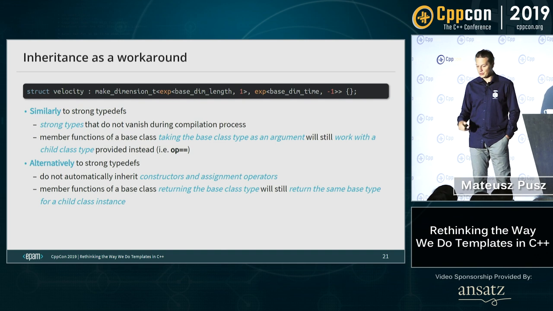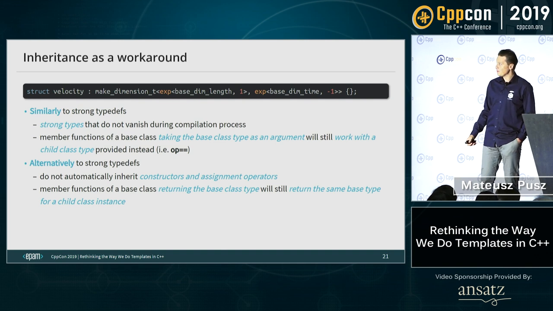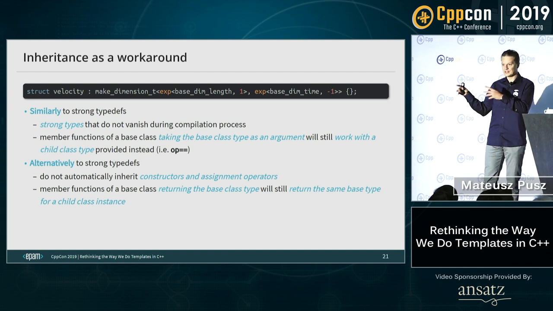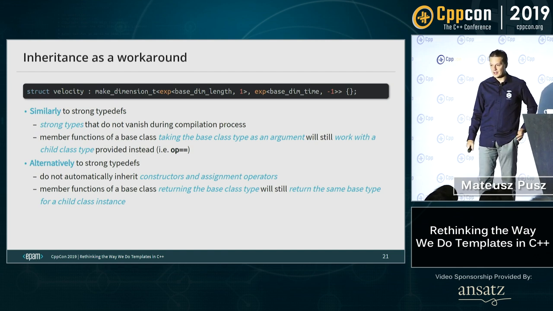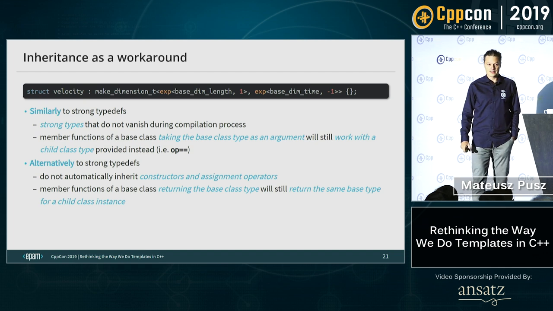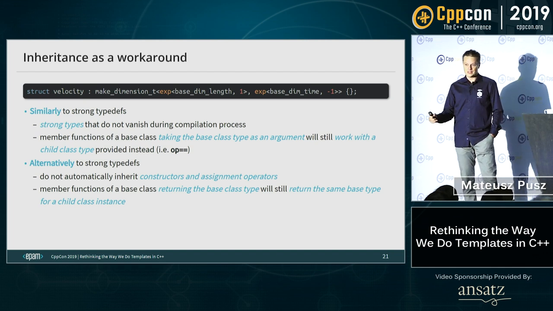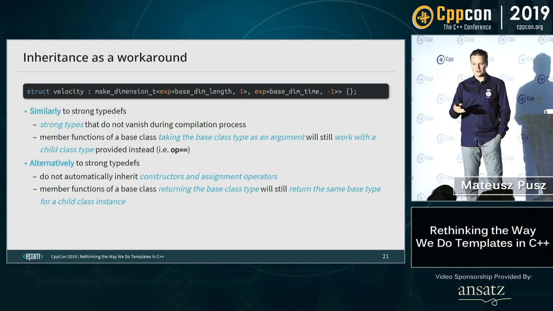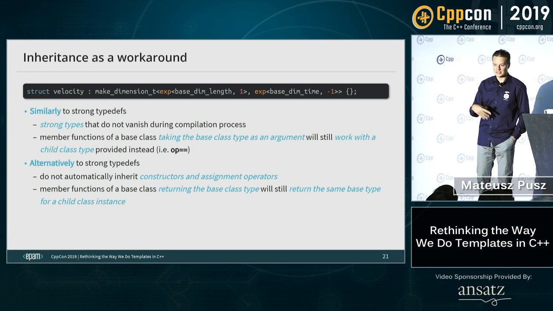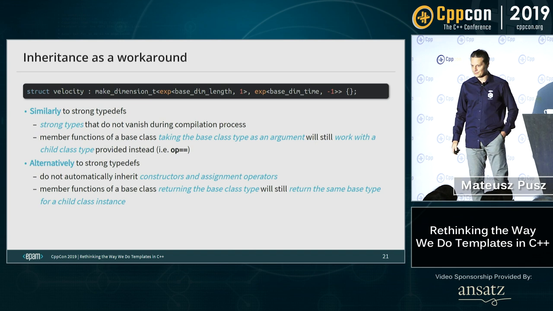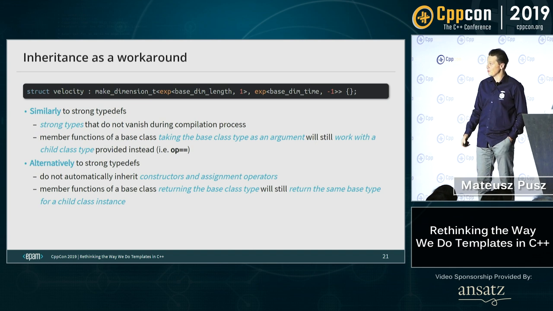However, contrary to strong typedefs, we do not automatically inherit the constructors. We have to write a using declaration or something to get the constructors from the base class, and also the assignment operators. We don't get them automatically from the base class. Also, if you have things like, for example, operator plus equal in the base class that returns the type of the base class, it will not return the value of the child class automatically. You have to retype and override it in the child class, in order to provide your type instead of the base one.